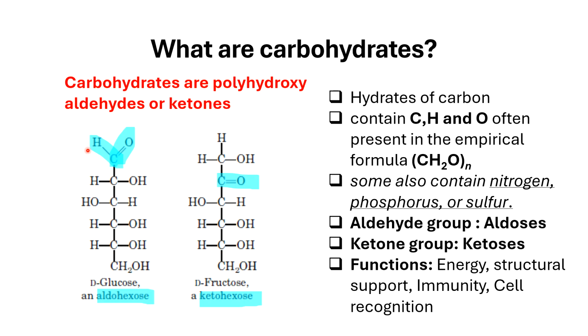So example of aldose is glucose because it is having an aldehyde group in them. An example of ketose is fructose, which is having a ketone group in them. Right? Now these carbohydrates can contain carbon, hydrogen and oxygen. Sometimes they can also have nitrogen, phosphorus or sulfur.